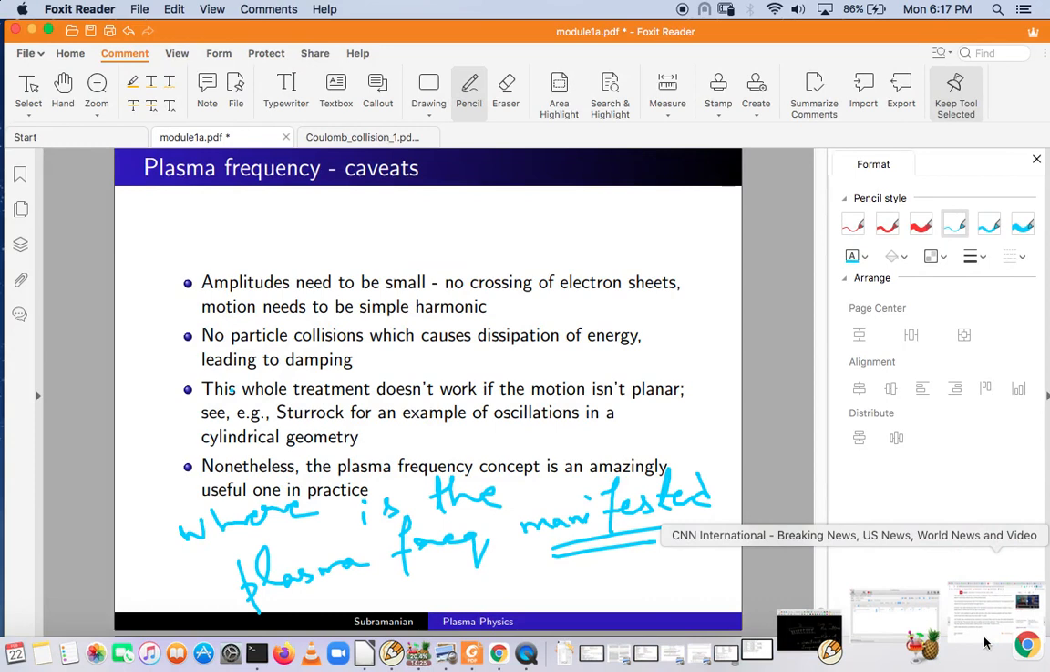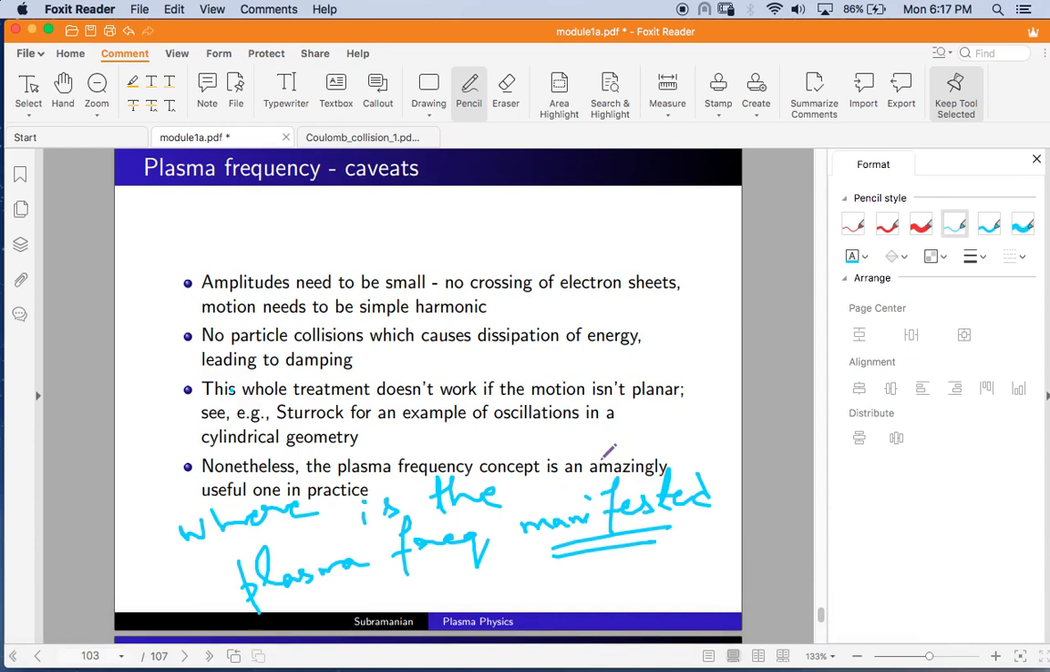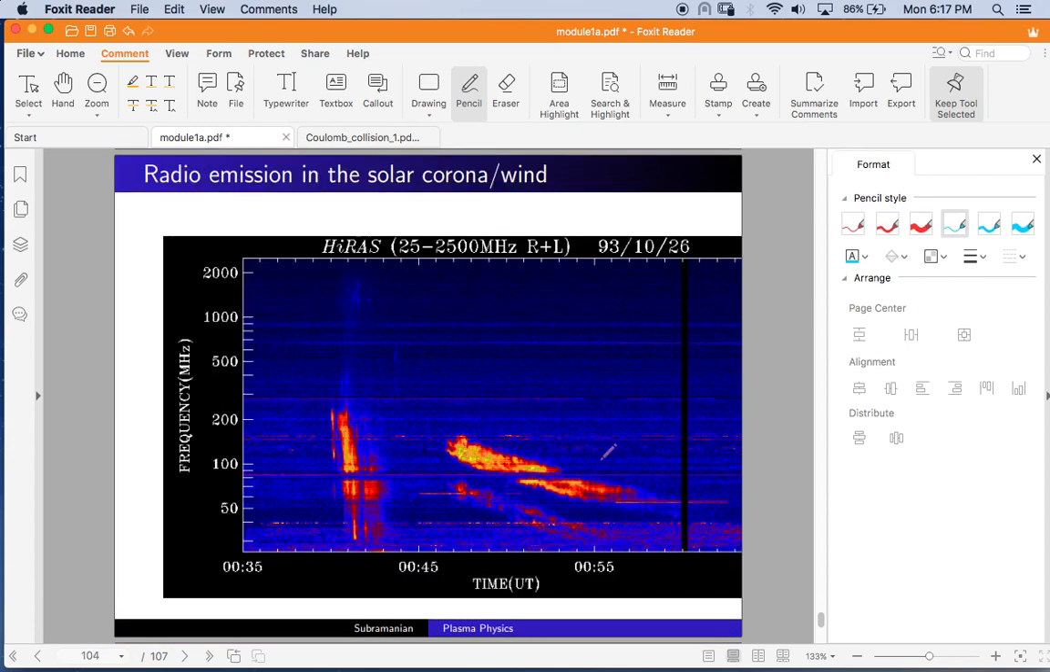Right. So as we said earlier, there are some limitations to this treatment of plasma frequency. Nonetheless, it's a very useful, very instructive one in practice, and let's go to one such illustration.